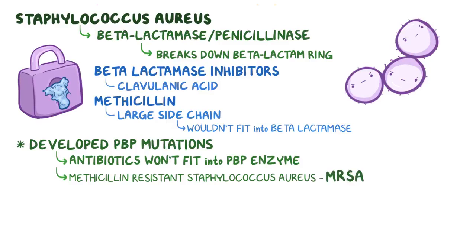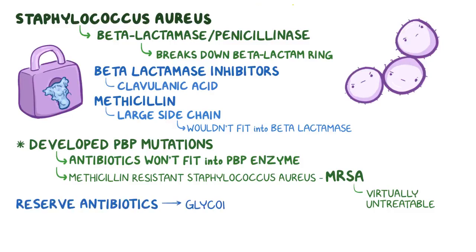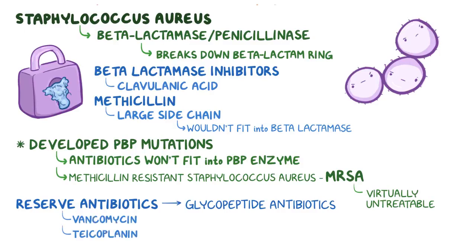This poses a huge problem, because it makes MRSA virtually untreatable by beta-lactam antibiotics. To treat MRSA, we resort to so-called reserve antibiotics belonging to the glycopeptide antibiotics, like vancomycin and teicoplanin. But even that might come to an end, as MRSA is also developing vancomycin resistance, becoming VRSA.